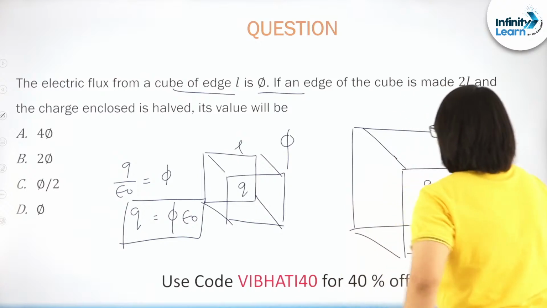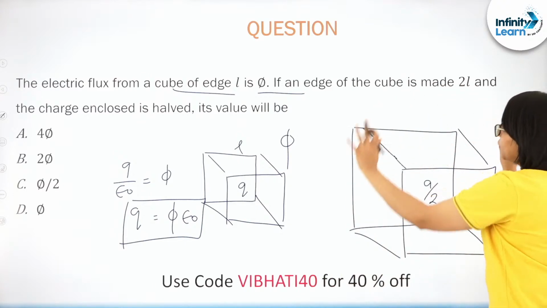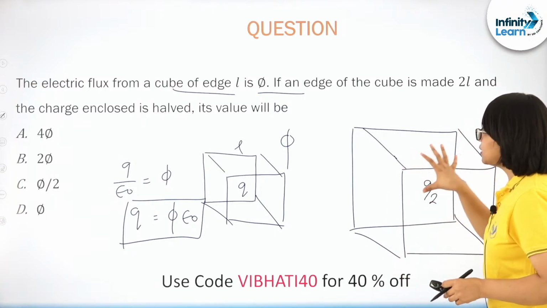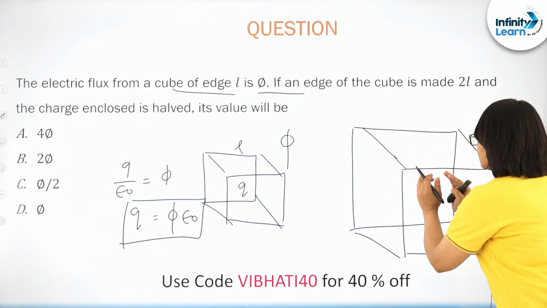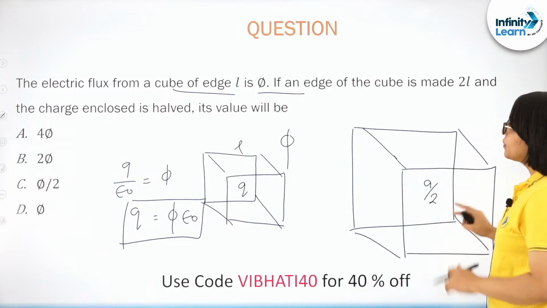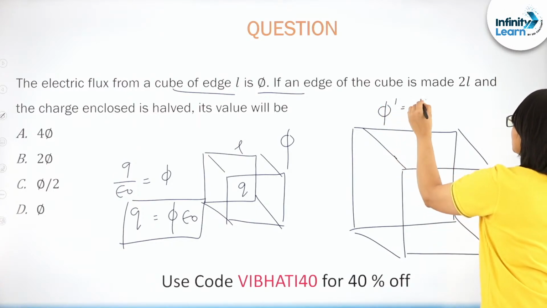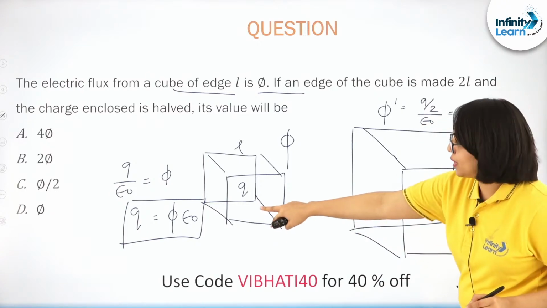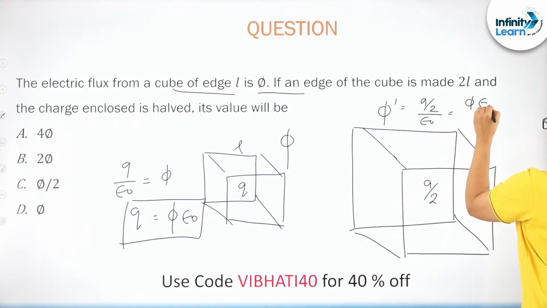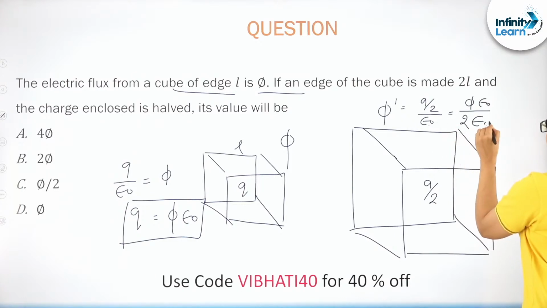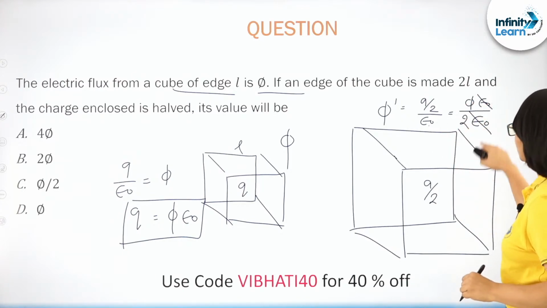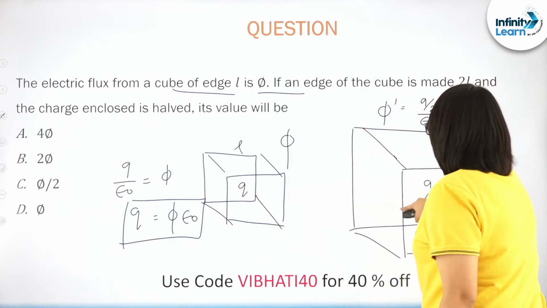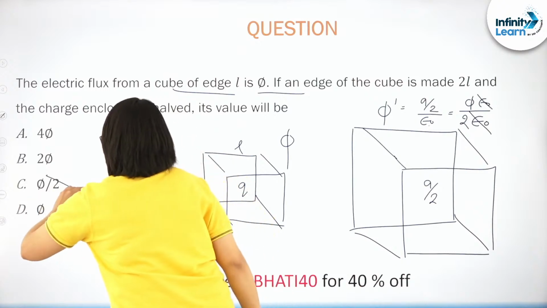ठीक है. Now in second situation, the size of the cube is doubled. Size से हमें फर्क नहीं पड़ता. We want total enclosed charge. That's it. Total enclosed charge is what? Q by 2. So new flux phi dash will be Q upon 2 divided by epsilon naught. Q is what? Phi into epsilon naught. तो ये हो जाएगा phi epsilon naught divided by 2 और ये epsilon naught cancel and phi dash, that is the new flux through this new cube, will be phi by 2. Correct answer is option C.